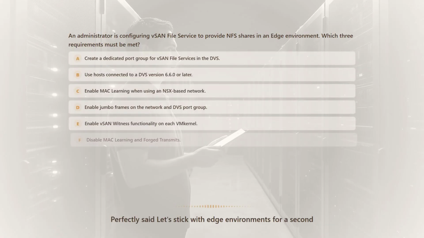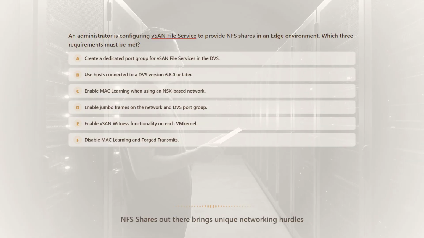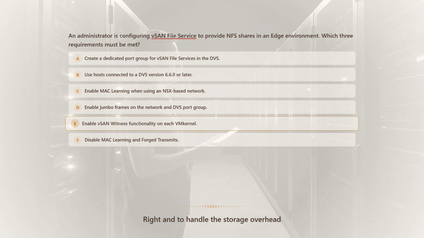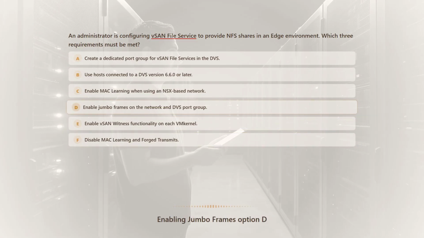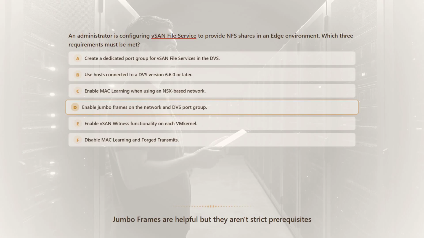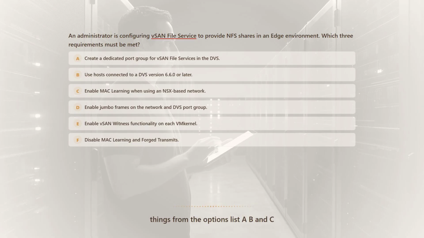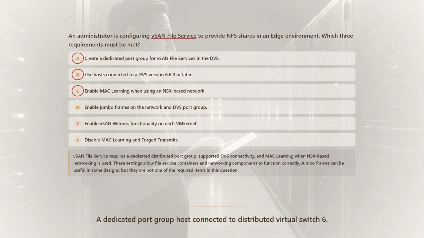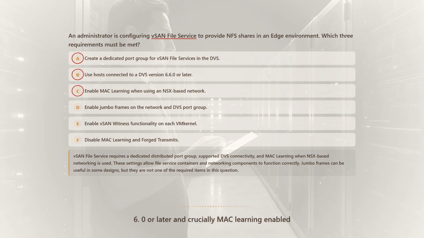Perfectly said. Let's stick with edge environments for a second, because configuring vSAN file service for NFS shares out there brings unique networking hurdles. Right, and to handle the storage overhead, my first thought is bumping up the MTU. Enabling jumbo frames, option D. Yeah, exactly. Jumbo frames are helpful, but they aren't strict prerequisites. You actually need 3 specific things from the options list, A, B, and C. Which are what, exactly? A dedicated port group, hosts connected to distributed virtual switch 6.6.0 or later, and crucially, MAC learning enabled.